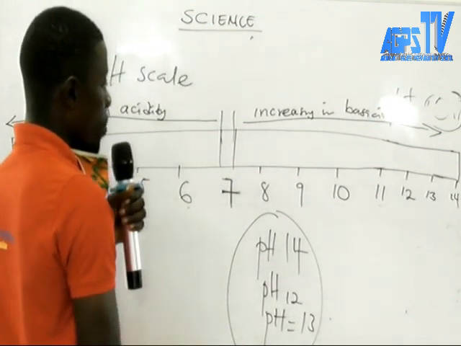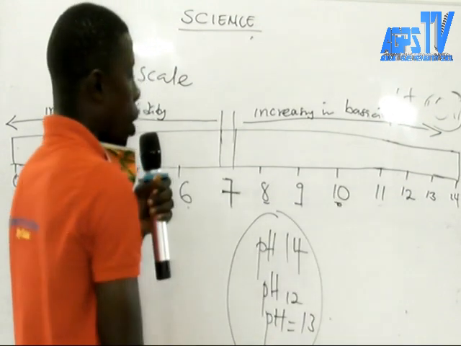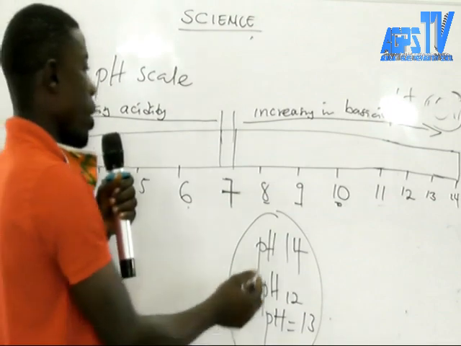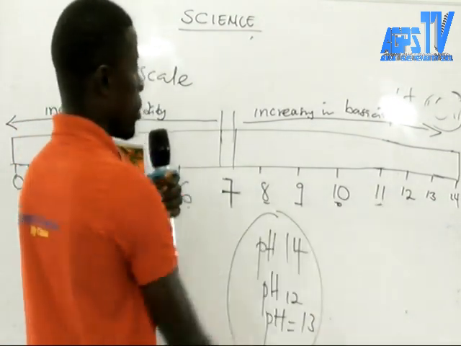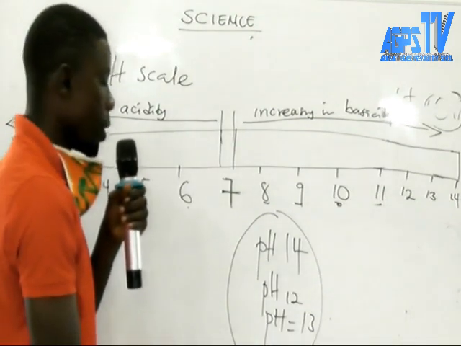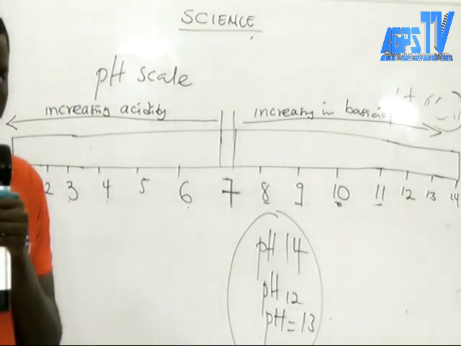Now, let's talk about the weak bases, from 8, 9, and 10. All these are not strong. All these are not highly corrosive. They are known as weak base, up to 11. But from 12 to 14, they are very strong or corrosive. This is the pH scale.